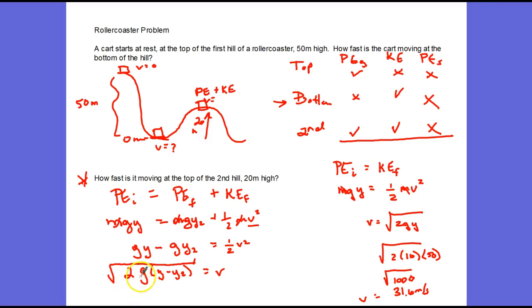So the square root of 2 times 10, and y minus y2, 50 minus 20 is 30. 10 times 30 is 300, and 300 times 2 is 600. And so what we're looking for is the square root of 600. And I get 24.5 meters per second. Of course, it's going slower at the top of this hill than it was at the very bottom. The bottom is the fastest it will go anywhere.